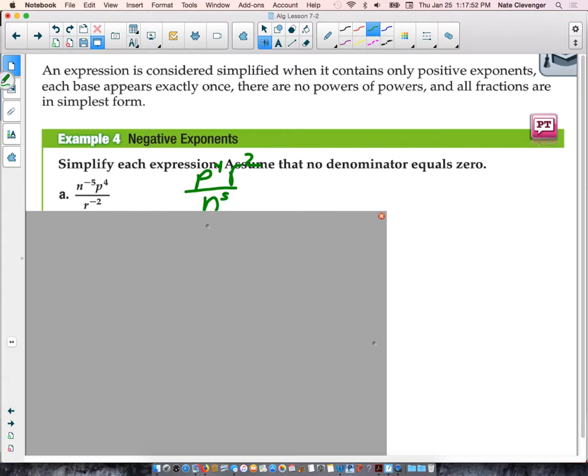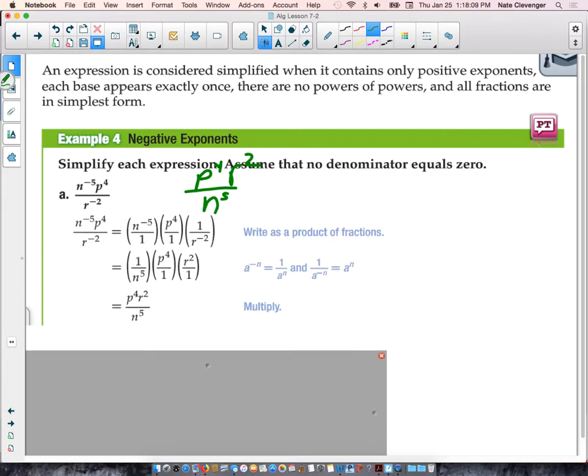Now, can we combine any of those variables? No. You can't combine them because the bases aren't the same. So that would be it.